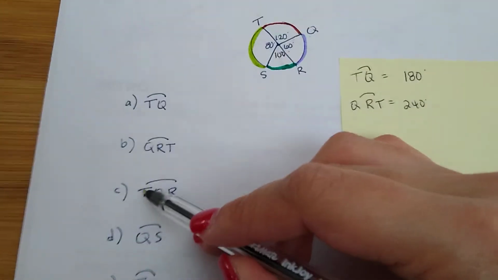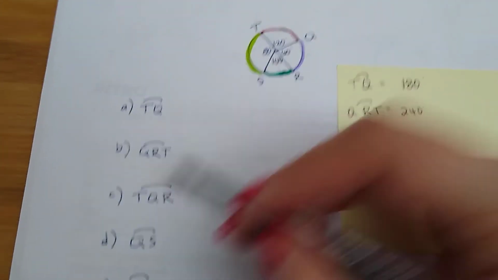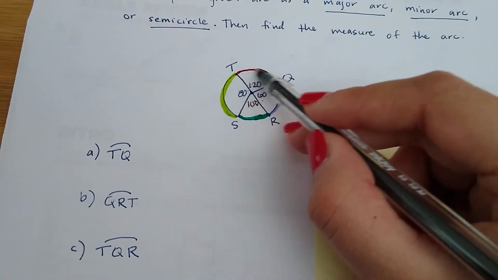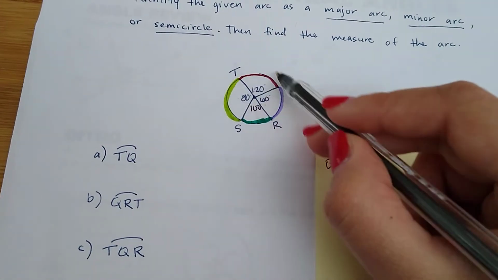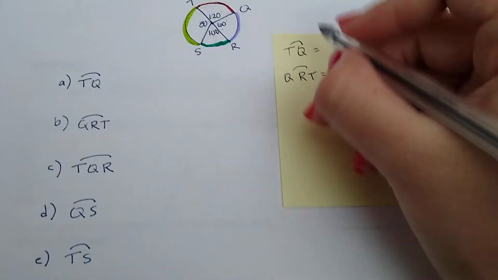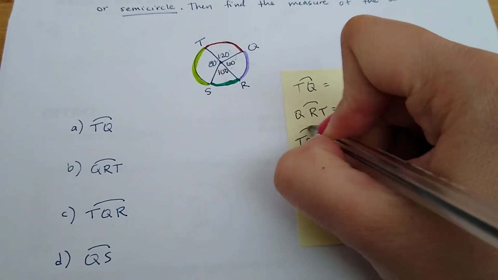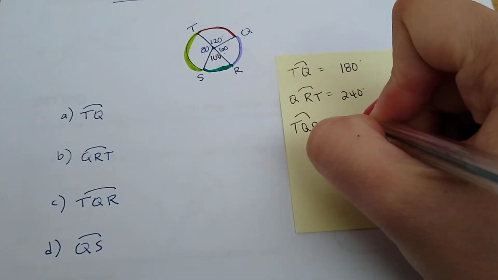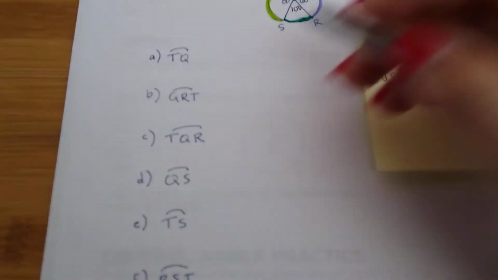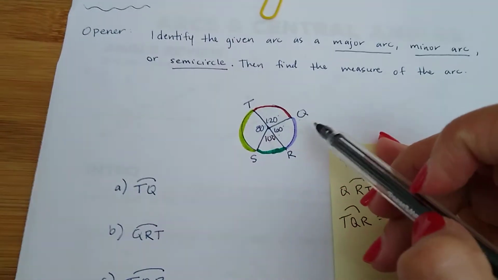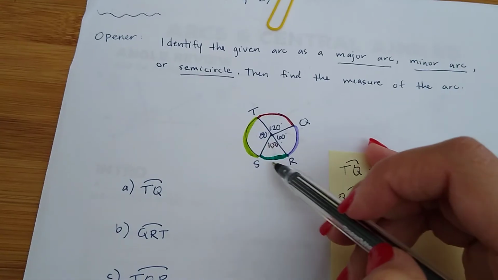Okay. C, they're asking you to find TQR. So TQR. This is all half a circle. So it's 180. Okay, now we need to find QS.